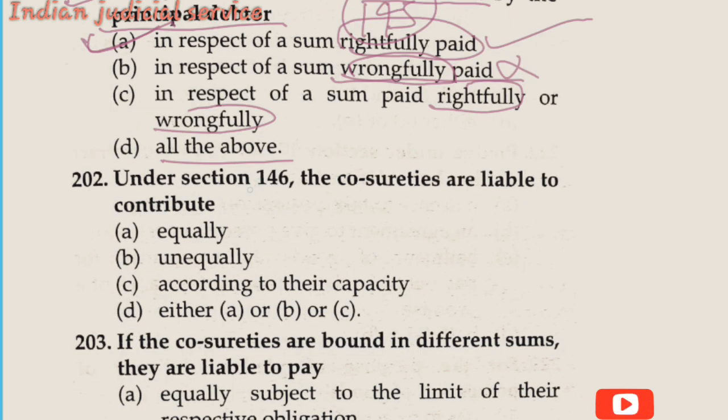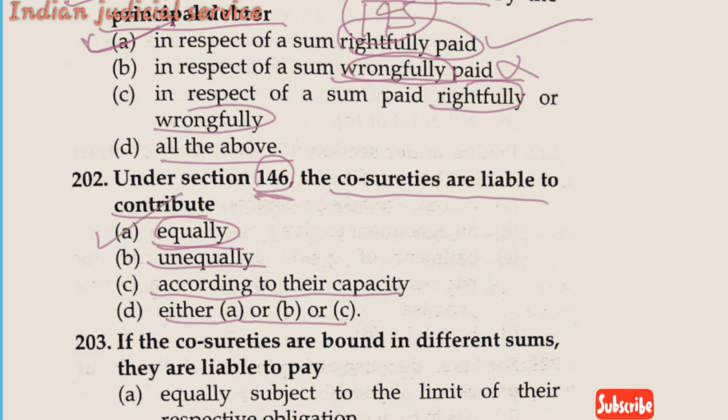Now come to question number 202. Under Section 146, the co-sureties are liable to contribute. Section 146 deals with co-sureties being liable to contribute equally. Option A equally, option B unequally, option C according to their capacity, and option D either A, B or C. Section 146 says the co-sureties are liable to contribute equally. So the answer is option A.